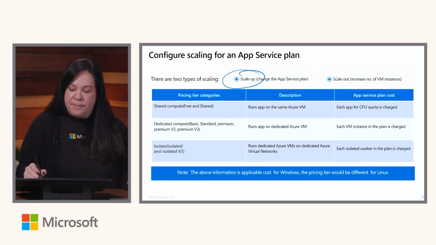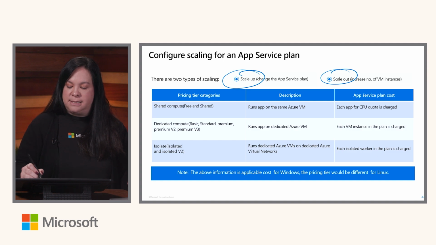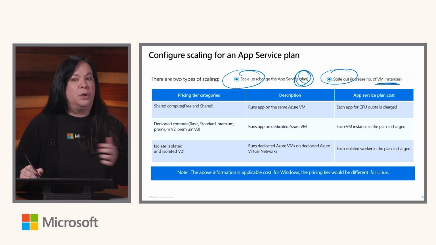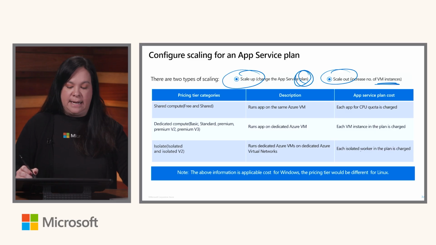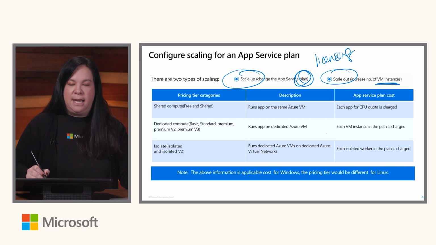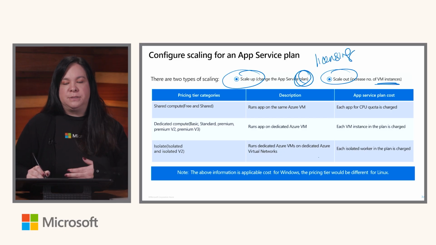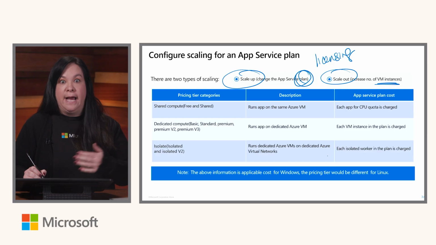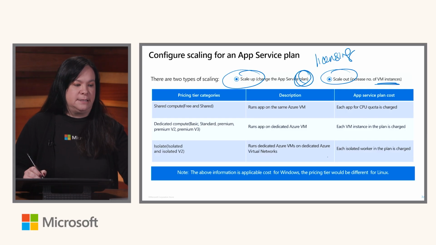You can do scale up and scale out. Scale out increases the number of VM instances, whereas scale up will change that plan. So know that and be aware of that. The other thing you'll see in the exam is the licensing. When you apply your app service plan, there are different tiers of licensing: premium, standard, basic. Know that. You'll definitely see that on the exam.